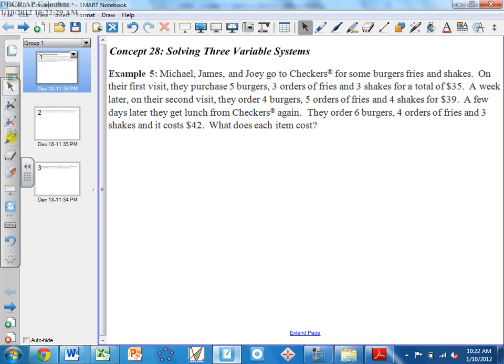So, this kind of a problem. This is our standard scenario where you're going to have 3 equations and 3 variables. Can I get a reader to read the whole thing for me? The whole thing. Somebody that doesn't usually volunteer as much.